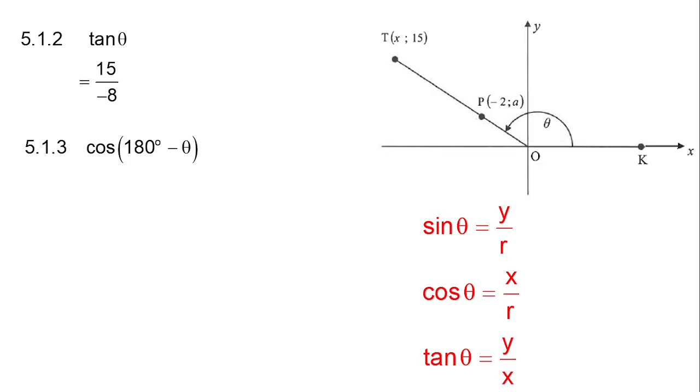The question for 5.1.3 is to find cos of 180 minus theta. Now in this situation, it's similar to what you were doing above, but firstly you need to reduce here. So 180 minus theta is on the second quadrant, and cos is negative there, and using your definition, which is x over r, you substitute what you know and you can simplify and end up with 15 over 8.